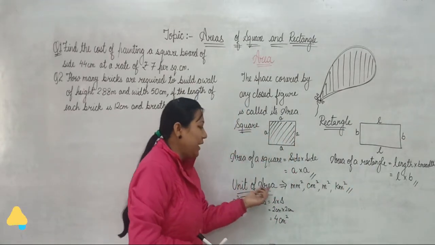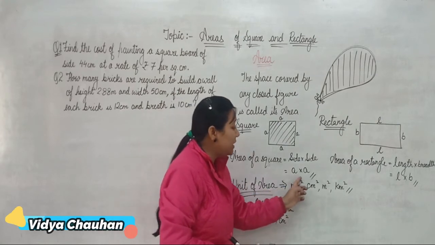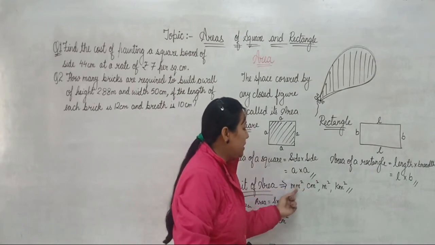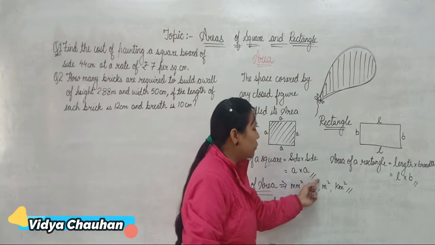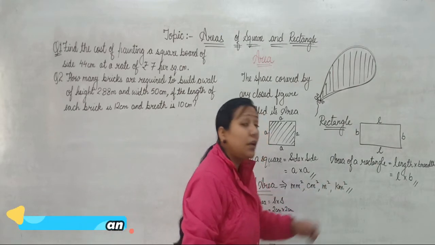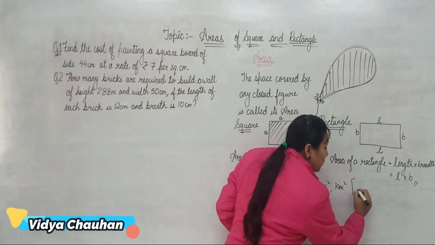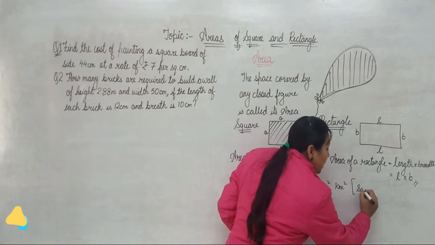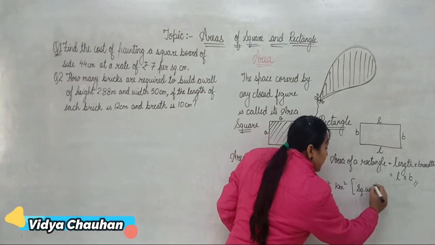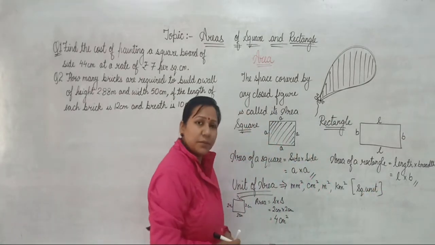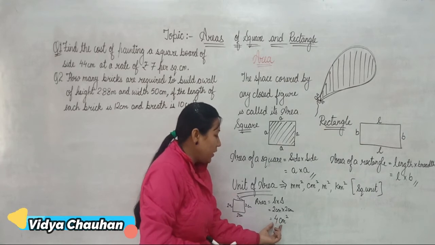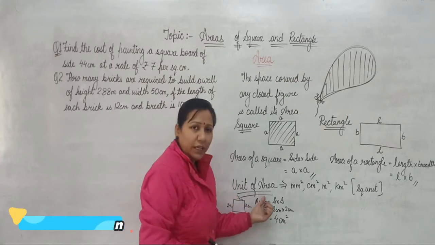Whenever you have to find the area of any figure, the power is always 2. That is millimeter square, centimeter square, meter square, kilometer square. Or in common we can write that the unit of area is square units. Clear, students? So this is all about the unit of area.